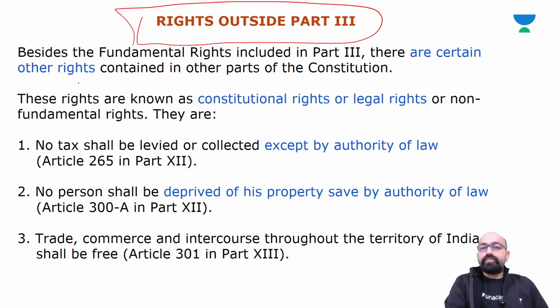Besides the fundamental rights included in Part 3, there are certain other rights contained in other parts of the Constitution. These rights are known as constitutional rights or legal rights, which means non-fundamental rights. Like, no tax shall be levied or collected except by authority of law, mentioned in Article 265 in Part 12. Next, no person shall be deprived of his property save by authority of law, Article 300A in Part 12.